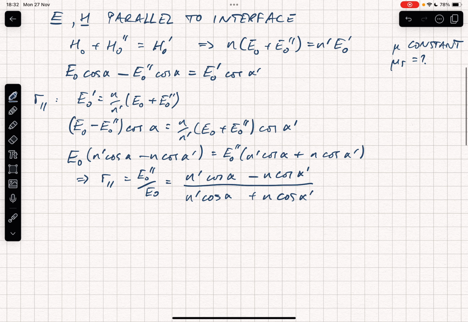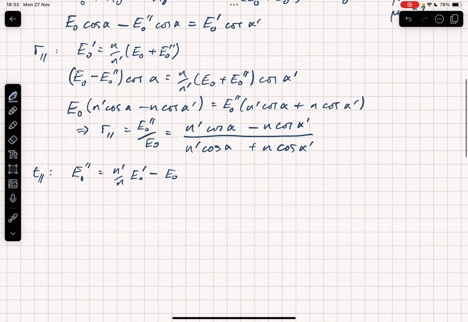To find t parallel, we do the opposite. We write E0 double prime is equal to n prime over n E0 prime minus E0. We substitute, we get E0 cos alpha minus n prime over n E0 prime minus E0 cos alpha is equal to E0 prime cos alpha prime.